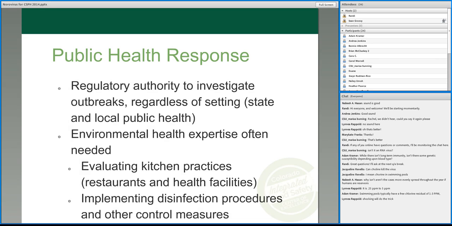And we at the state health department only get involved if there's an unusual situation and they'd like consultation, or if it's a larger outbreak that's crossing county lines and there's a need for more coordination. But primarily, these are our local public health agencies who are working a large number of these outbreaks every year. And we very much rely on our environmental health colleagues for their expertise, both in evaluating kitchen practices, and this could be at a restaurant or a healthcare facility, and also implementing the disinfection procedures and other control measures.